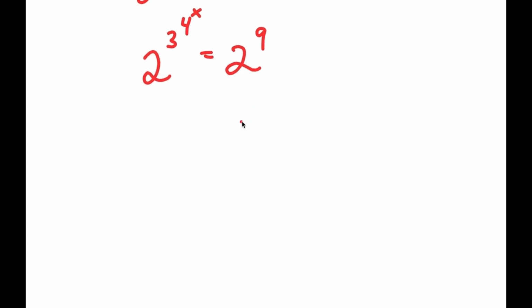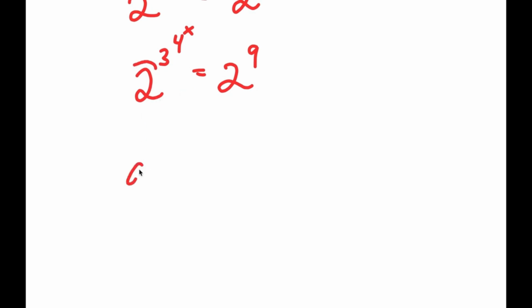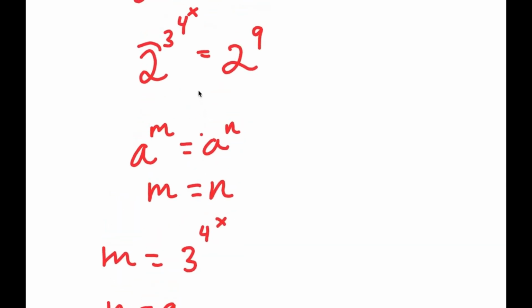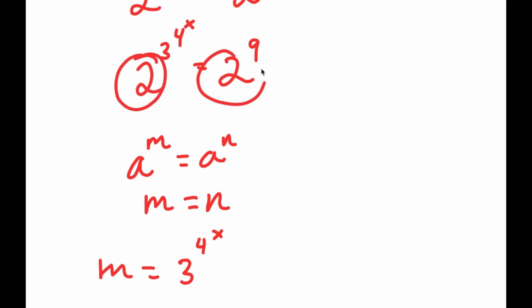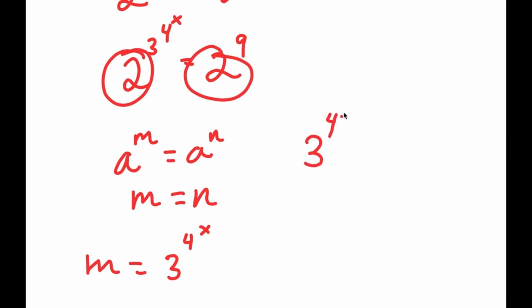And now, if I have something in the form a to the power of m is equal to a to the power of n, this means that m is equal to n. So in this case, we can say that m is equal to 3 to the power of 4 to the power of x, and n is equal to 9. So because these two bases are the same, this means that 3 to the power of 4 to the power of x is equal to 9.